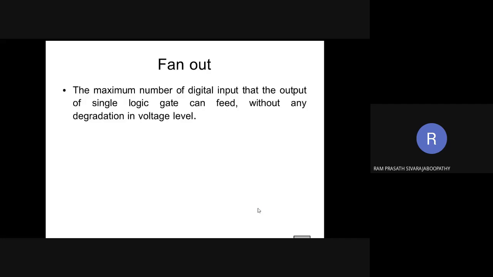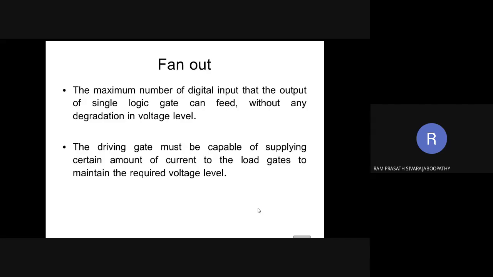The diagram பாத்தீங்கன்னா ஒரு understanding கிடைக்கும். Maximum number of digital input that the output of single logic gate can feed without any degradation in voltage level. The driving gate must be capable of supplying certain amount of current to the load gates. See, ஒரு logic gate output கொண்டு போய் இன்னொரு input கொடுக்கறப்ப that second logic gate will work as a load for the first logic gate. So current எவ்வளவு drive பண்ணுமோ அந்த அளவுக்கு deliver பண்ற மாதிரி இருக்கும். Like that, the fan out can be fixed. ஒரே ஒரு அவுட்புட் எடுத்துட்டு போய் ஒரு 50 இன்புட் கொடுத்தோம்னா it may not work. It should not work. புரியுதுங்களா நான் சொல்றது?